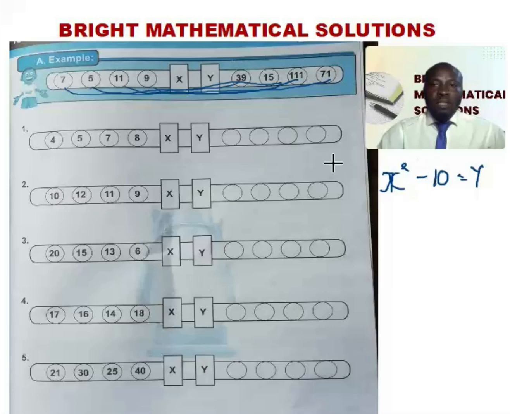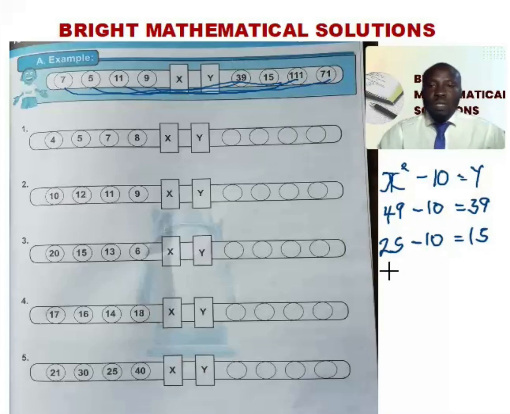If you understand this operation, let us take the first x, which is 7. 7 raised to power 2 is 49. Subtract 10 from it, gives us 39. Let us take the second x and see if it is true. 5 raised to power 2 is 25. Subtract 10 from it, it gives us 15. So it is true. 11 raised to power 2, that is 121. 11 multiplied by 11 is 121. Subtract 10 from it, that gives us 111.